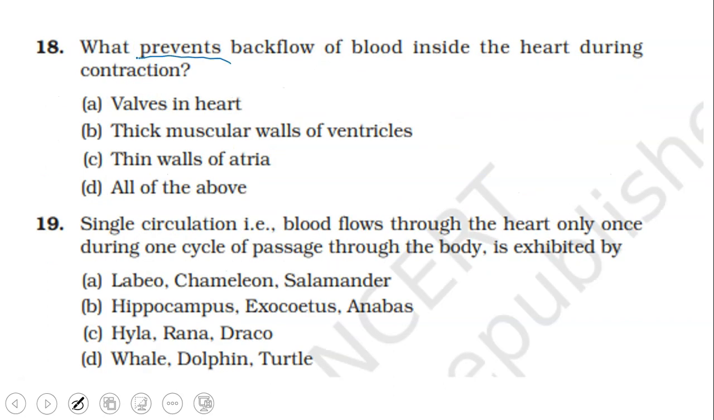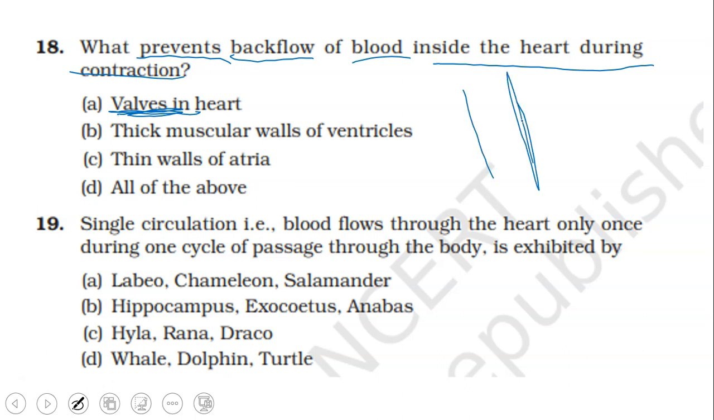18th question. What prevents backflow of blood inside the heart during contraction? We know this is a function of the valves, as during contraction there's a chance that the blood would move backwards. And this reduces the efficiency of the transport system. So to prevent that, they flow in one uniform direction. For efficient pumping of blood, valves are present to ensure that flow is unidirectional. So the answer is A.